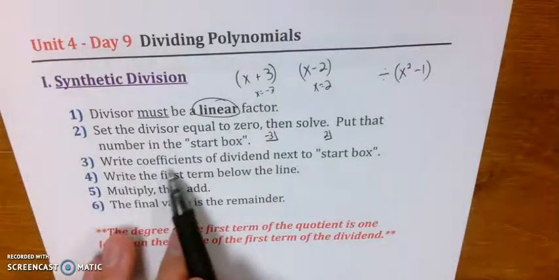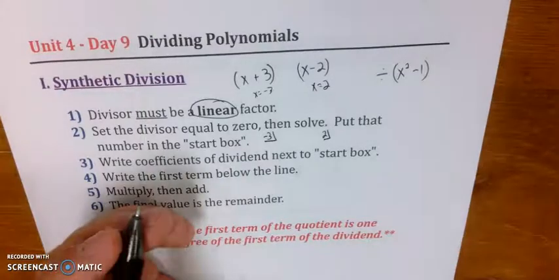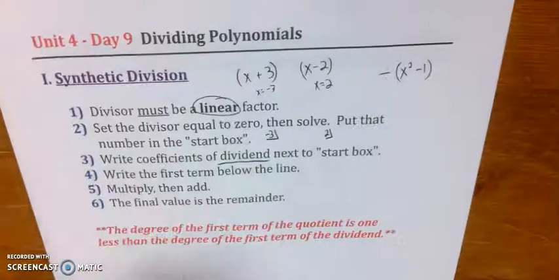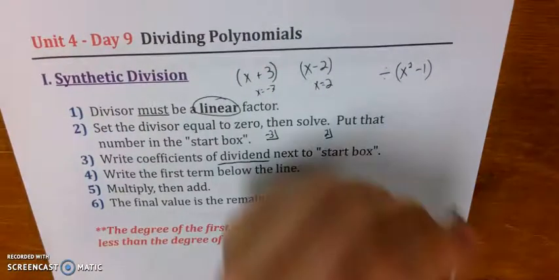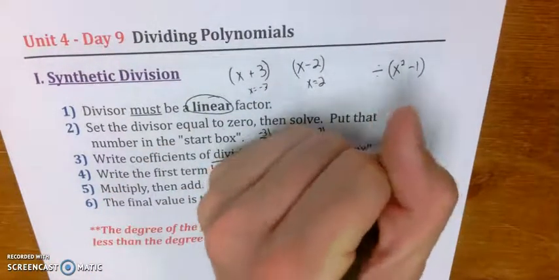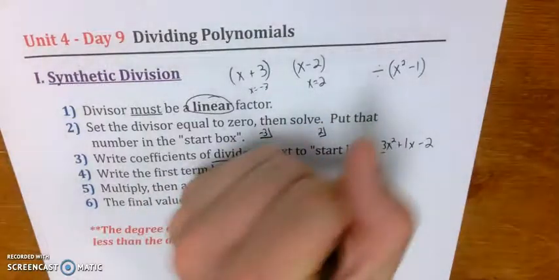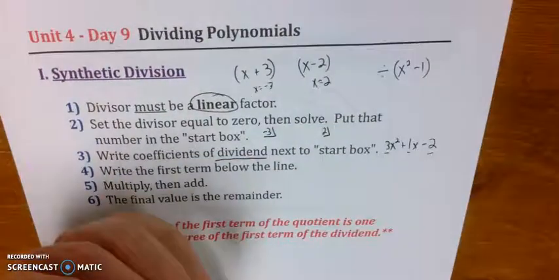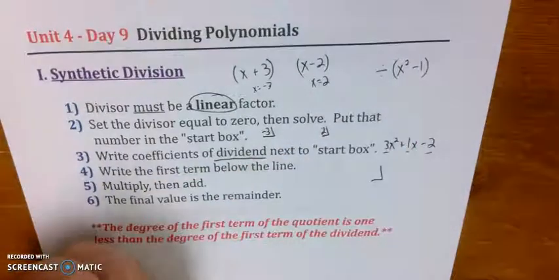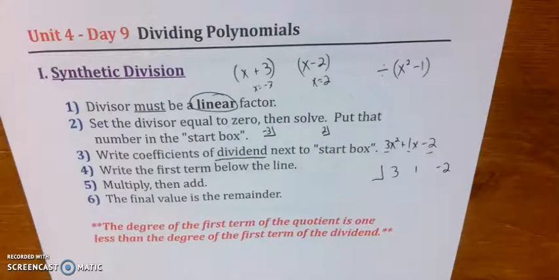Next, you're going to write the coefficients of the dividend next to the quote-unquote start box. Now, the dividend is whatever we are dividing into. So I'm making up a polynomial here. Let's say we had 3x squared plus 1x minus 2. The coefficients are 3, 1, and negative 2. So we'd have a start box followed by the numbers 3, 1, negative 2 when we do our division.